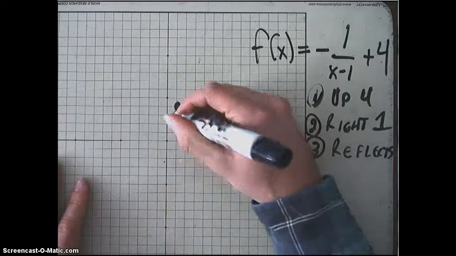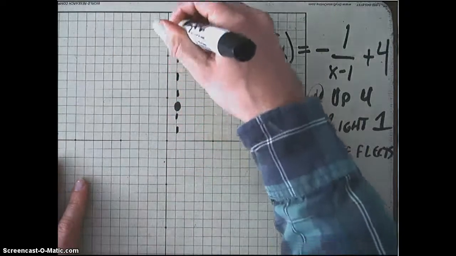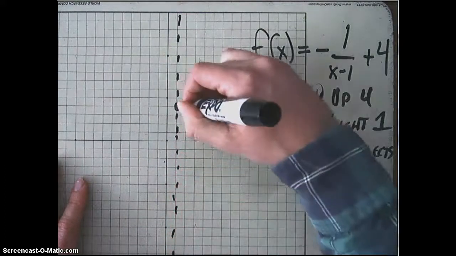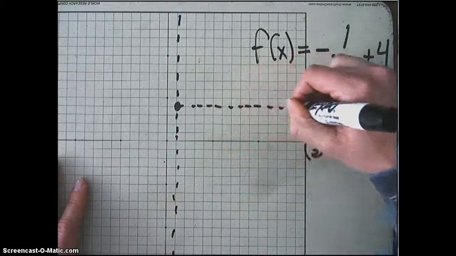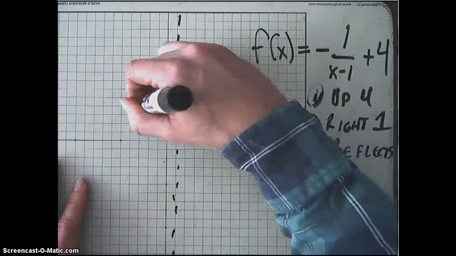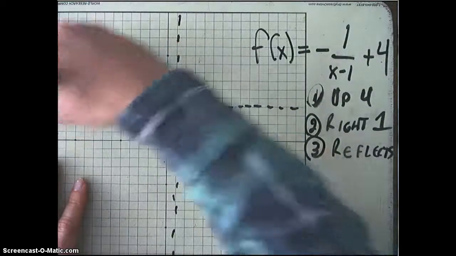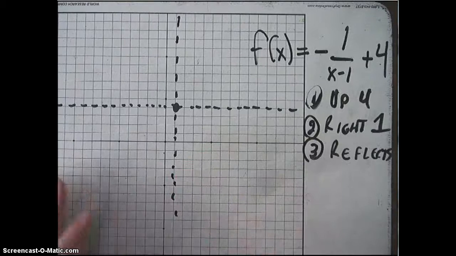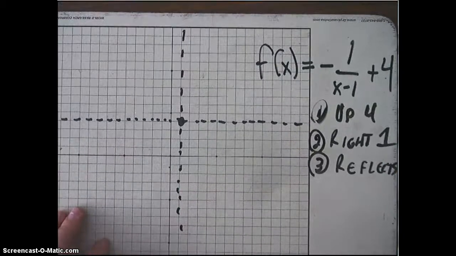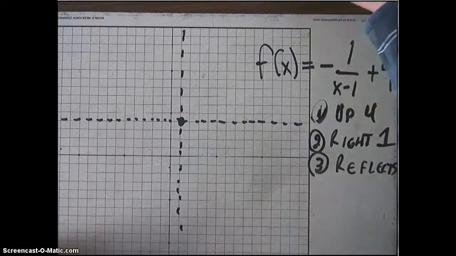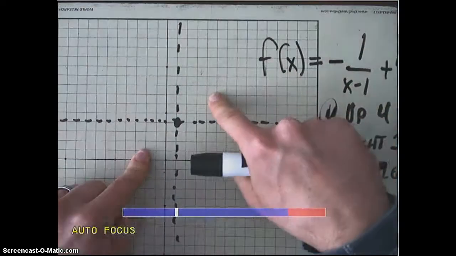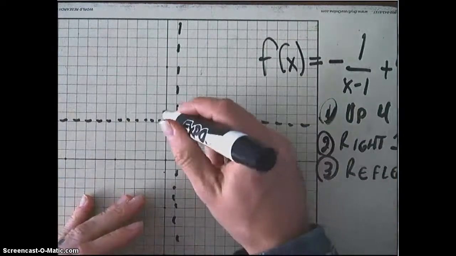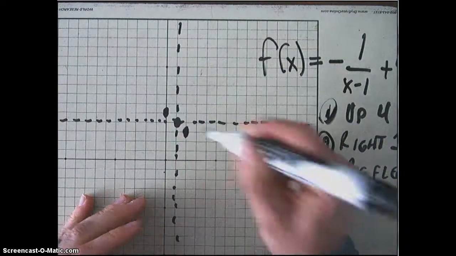So I'm going to put some dotted lines where those asymptotes are. One vertical, one horizontal. Now, since it's a reflection, we're not in quadrants 1 and 3. Now we're going to be in quadrants 2 and 4. That's what a reflection does. So I'm going to put one over here and one over here.